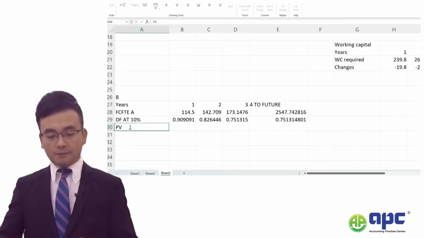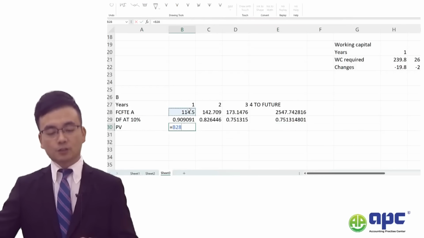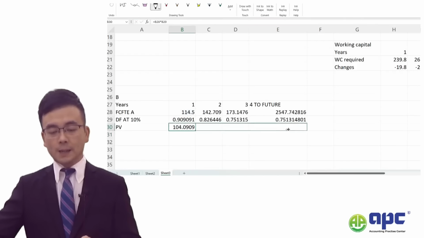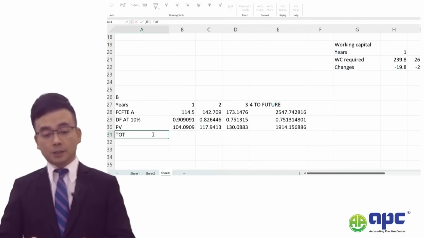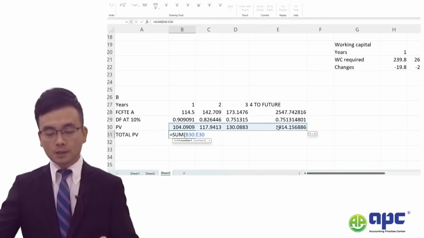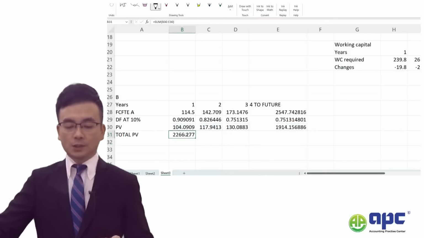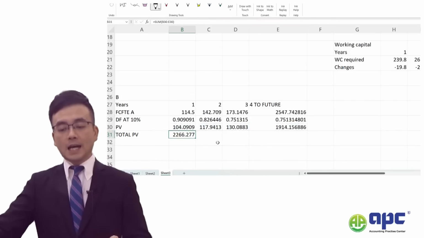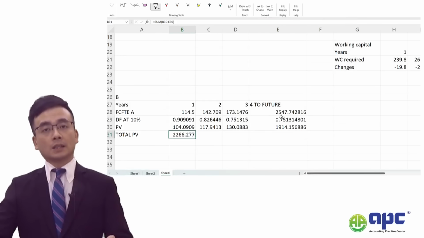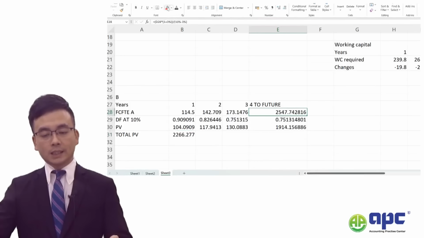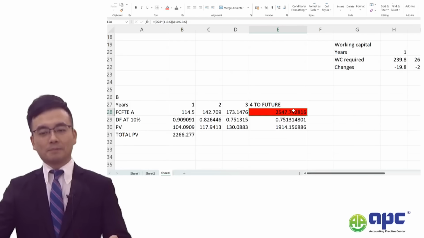So calculate that present value by taking free cash flows to equity, times the discount factor. Press enter, drag it here. So I can calculate the total present value by summing all of these. That will give me $2,266,000, considering the sustainable growth rate of 3%. So that's the major working that you need to work out. All right.